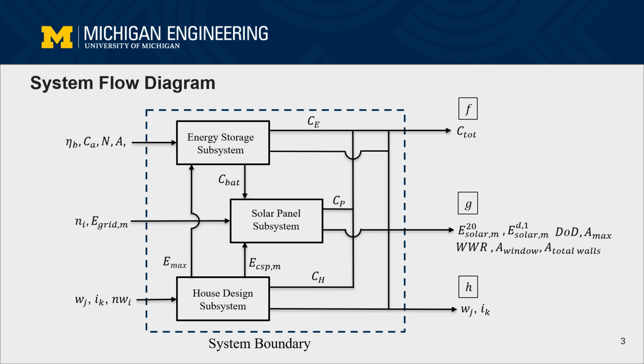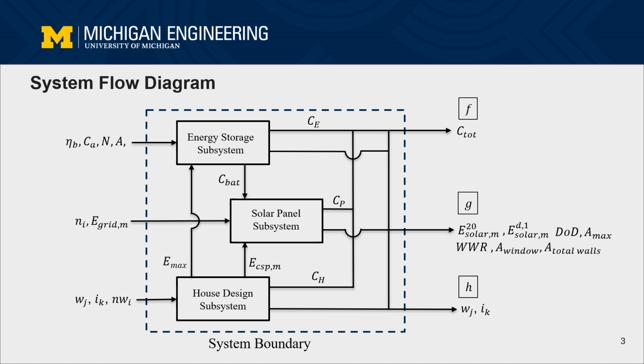Here's our system flow diagram representing the linkage between the three subsystems. We have independent inputs and outputs for the battery, the solar panel, and the house design. Our main coupled output is the linear sum of the cost of 1, building and maintaining an energy storage system; 2, electricity from the combination of solar panels and grid energy; 3, the entire building over 20 years.